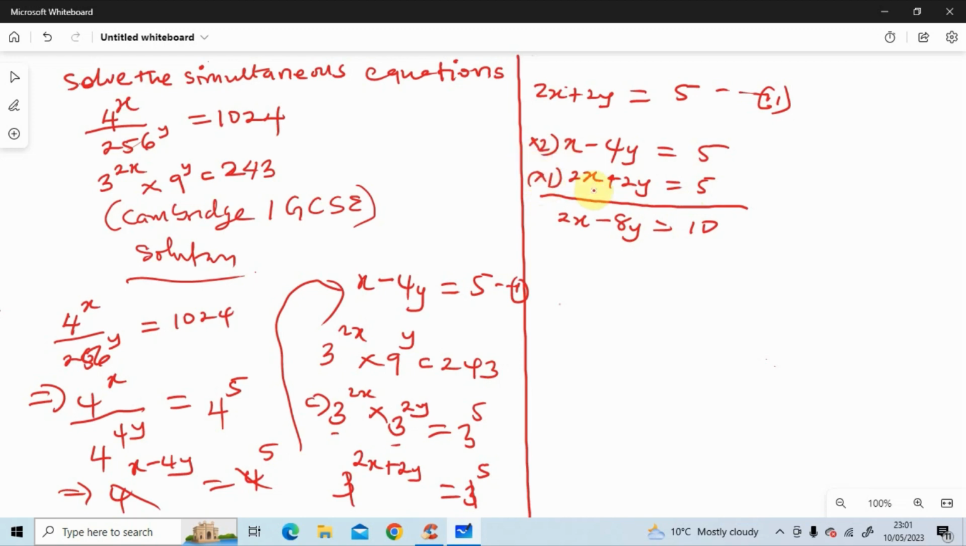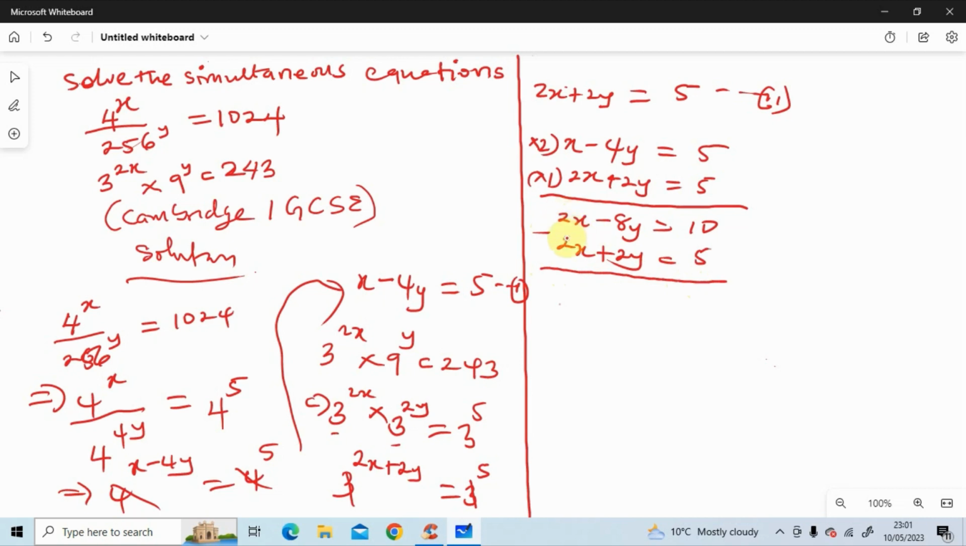Then I'm going to use 1 to multiply everything here, which will give me the same thing. 1 times 2x is 2x, 1 times 2y is 2y, 1 times 5 will give me 5. So you can see I have 2x here and 2x here. So I'm going to put a minus sign to eliminate. That's the elimination method, and I put my line again.